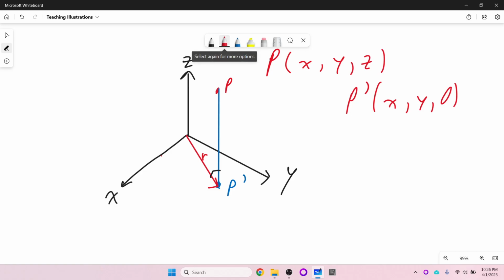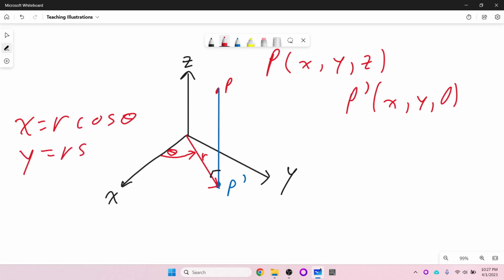Now we'll draw theta here. I don't know if I actually, no, I do need theta eventually. So we know that x equals r cosine of theta, and y equals r sine of theta. And we'll substitute out those r's when we get a chance.